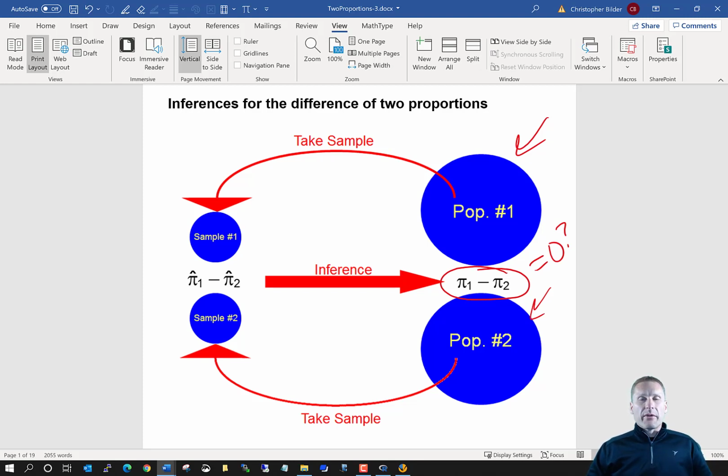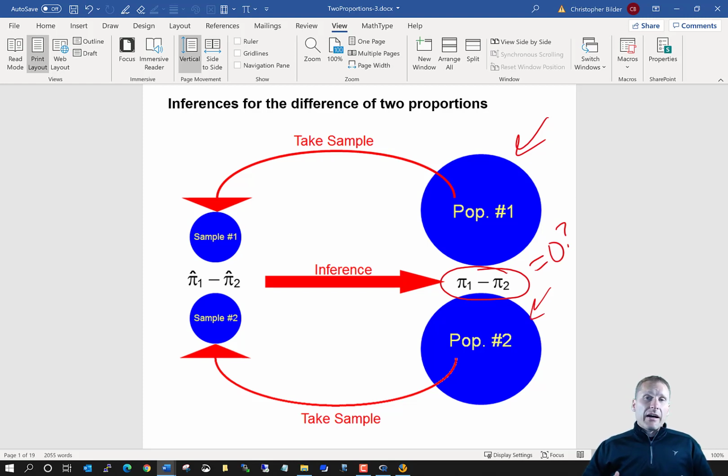So again, similar to what we've done before, we take a representative sample from population 1. We also do it from population number 2. Now we have a more manageable set of information that we can work with. And so what we're going to do is calculate the corresponding statistics for those two samples. So pi hat 1 is going to be the proportion of successes in sample number 1. Pi hat 2 is going to be the proportion of successes in sample number 2.